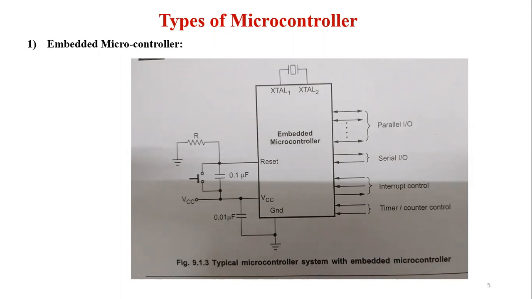So this is the first type of microcontroller. We call it embedded microcontrollers. This block diagram shows the microcontroller system with embedded microcontrollers. When the complete hardware required to run a particular application is provided on the microcontroller chip, it is referred to as an embedded microcontroller.